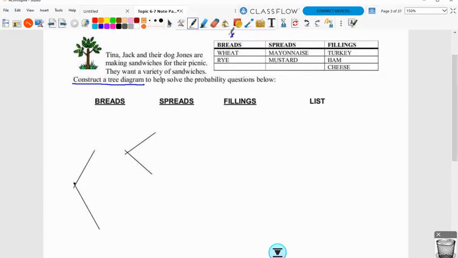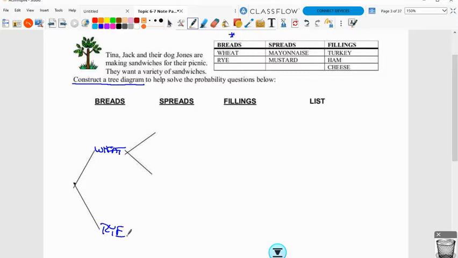Notice in the bread column right here that there are two different kinds of breads, wheat and rye. The way that you make your tree diagram is that you make a number of branches based off of the number of choices you have for each part of the event. Again, our event is making sandwiches. The first thing that we're going to choose is the type of bread. Since there are two breads, notice our tree diagram here starts with two different branches. At the end of the branches, we're going to label what those choices are. We could have wheat bread, or we could have rye bread. Those are your two different choices of breads, wheat or rye.